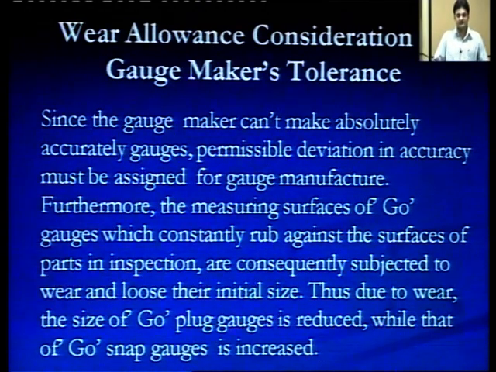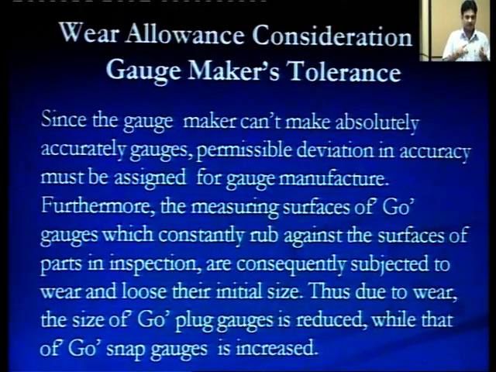Now, wear allowance consideration on gauge maker's tolerance. Since the gauge maker can't make absolutely accurate gauges, permissible deviation in accuracy must be assigned for. Furthermore, the measuring surfaces of go gauges, which constantly rub against the surfaces of the part to be inspected, lead to their wear and tear and lose their initial size. Thus, due to wear and tear, the size of the go plug gauge gets reduced, while that of the go snap gauge is increased.